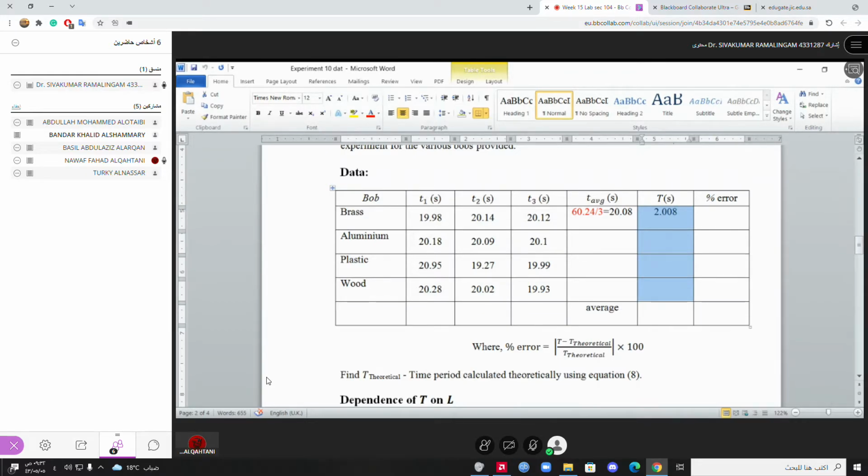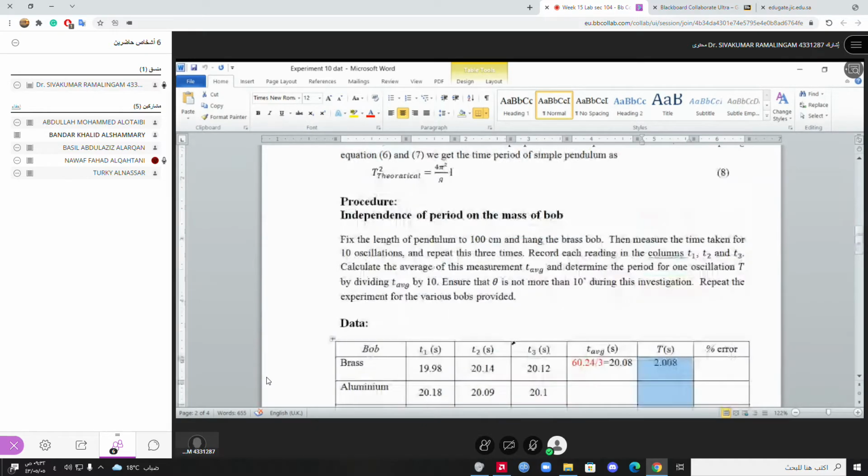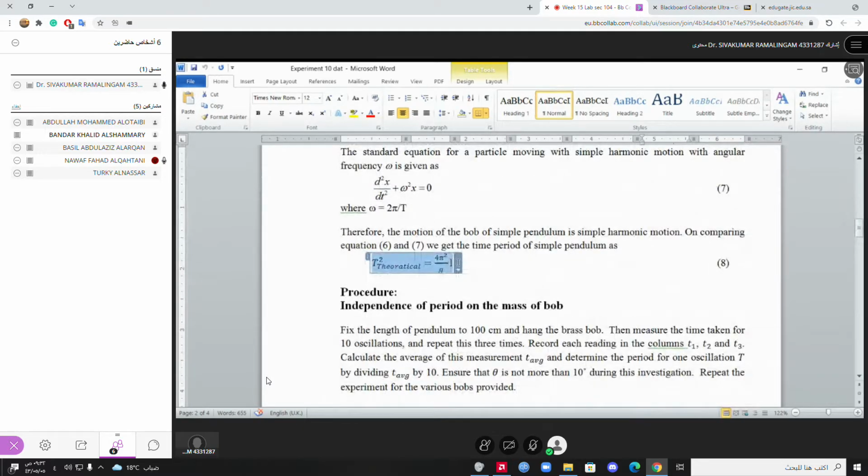Please wait, doctor. Oh, I forgot to record today. Okay, no problem. Doctor, how do we calculate the T theoretical? By using the formula. See this formula, substitute L equal to 1. Doctor, can I use the formula T equals 2 pi square root of L over g to get the T theoretical? Yes, substitute L equal to 1 meter.